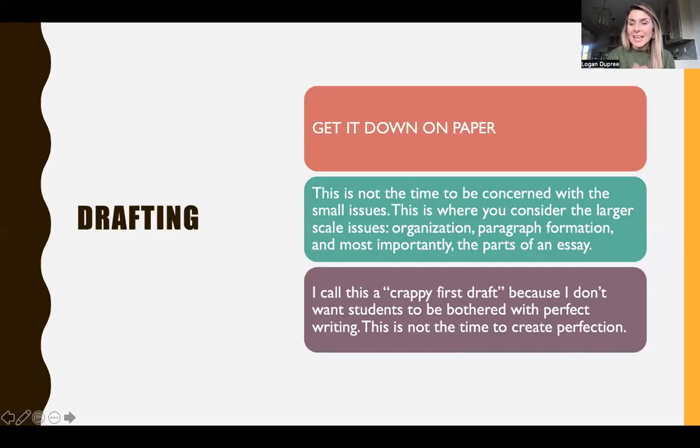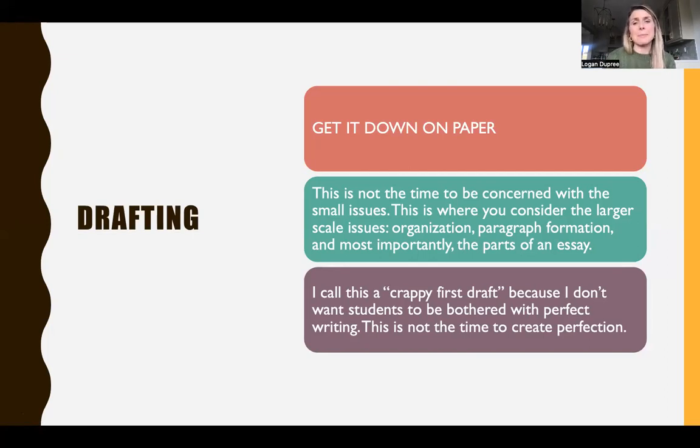So now let's hit on drafting. And again, at this point, guys, you've already gone through two parts of the process. You've brainstormed, you've outlined, and that really includes the planning portion. And now you're going to be drafting. And the big thing is get it down on paper. I cannot express this to you enough.